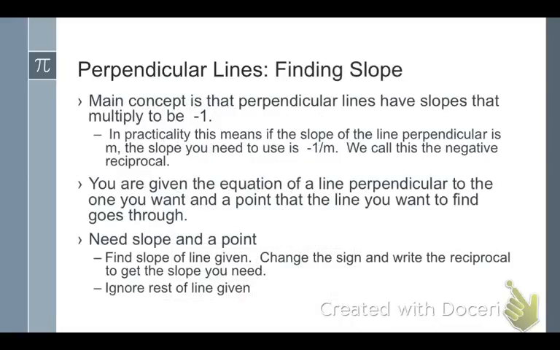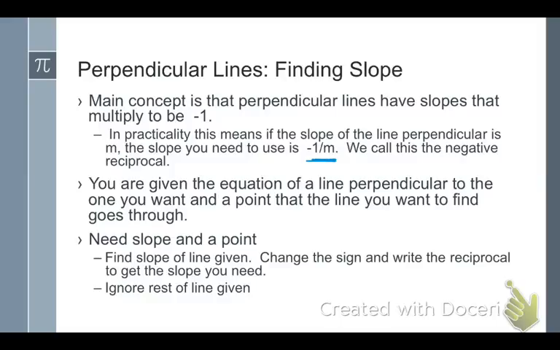So that's the main concept: the slopes of the line you're given and the line you want have to multiply to be negative 1. Two ways you could do that. You could set it up where you write the slope you have times m equals negative 1 and solve it. Or, most students tend to go to the point where they just do this. We call that the negative reciprocal.